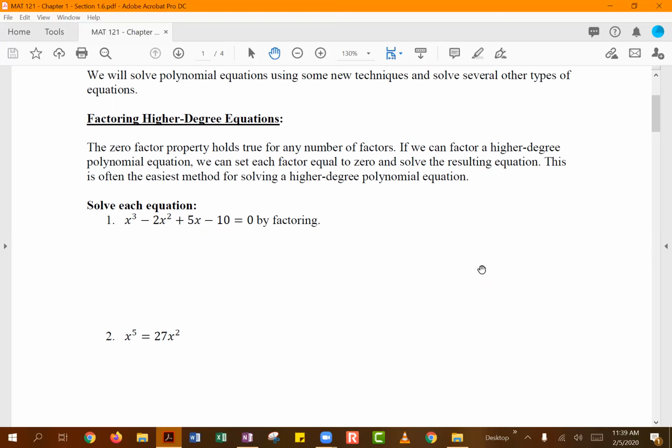So your first equation here is x cubed minus 2x squared plus 5x minus 10 equals 0. So far we were talking about the second degree polynomial, right? Now this is the third degree polynomial. Any idea on how we can factor something like this one here?